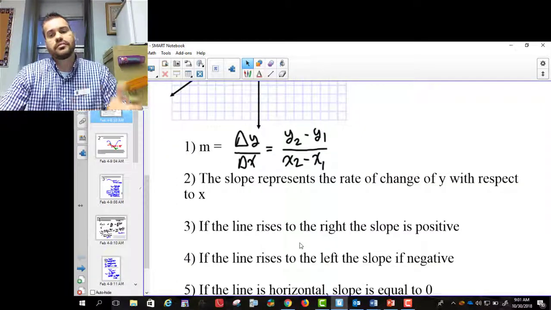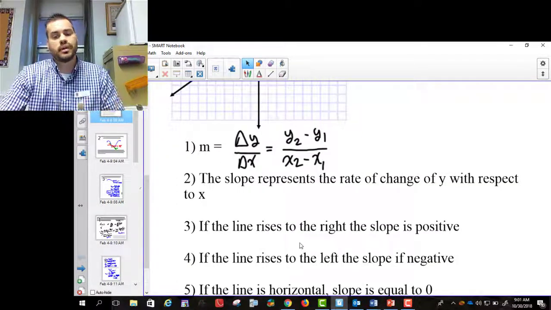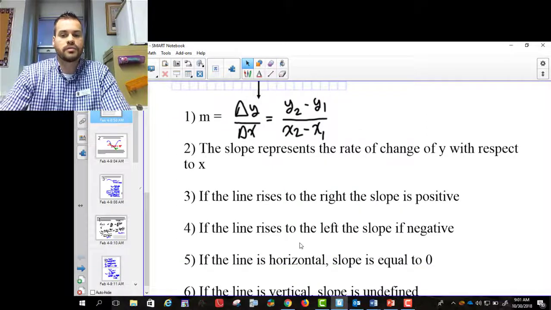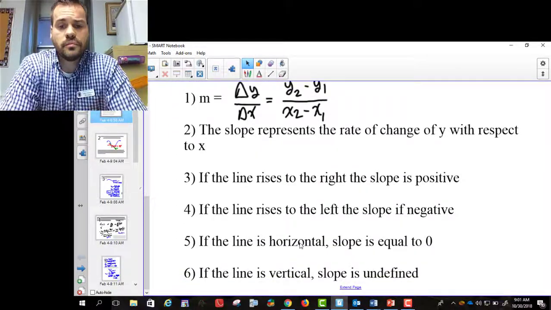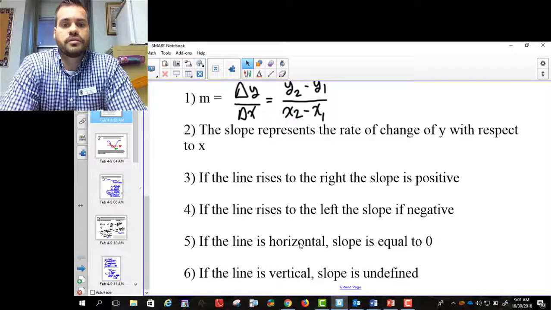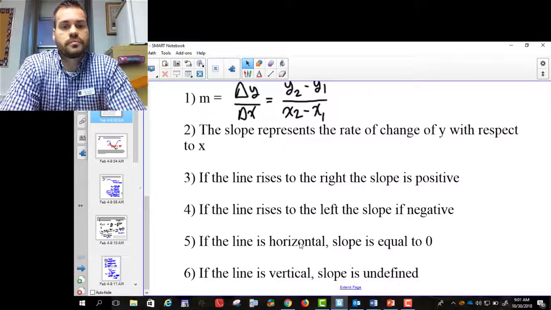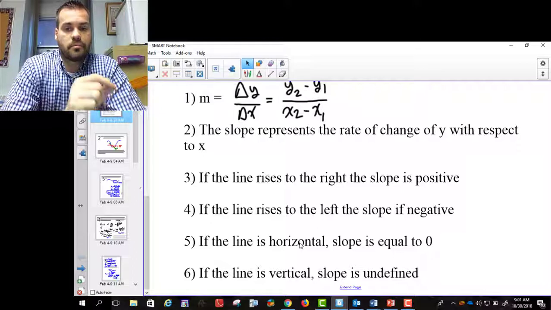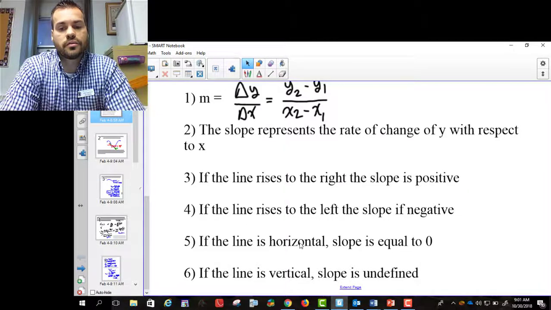And then we know if the line rises to the right, the slope's positive. If the line rises to the left, the slope's negative. And then our horizontal slope is when you have just y equals, so there's no change, there's no m. And if the line's vertical, then you have x equals, and so the slope's undefined.